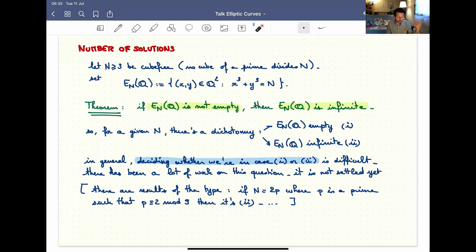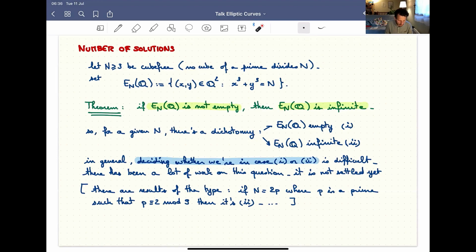And there are a lot of results of the type, well, if n is of a special form, then we're in the first case or the second case. So here's an example due to Sachs in the 1980s. If n is 2 times a prime number and the prime is congruent to a certain value mod 9, then the set of solutions is infinite. But yeah, it's still an open question.